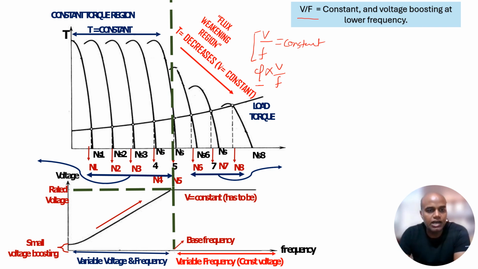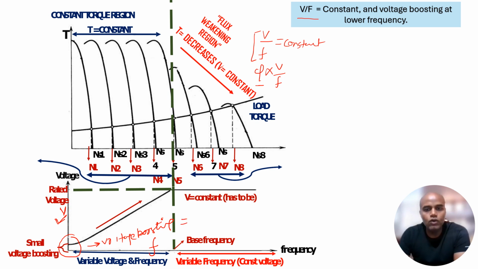So in this graph, which is being shown over here, let's say this is my voltage axis and this is my frequency axis. So I have to increase the V by F in a linear fashion, so that the V by F remains constant. However, we can see that there is some kind of voltage boosting over here. So this is known as the voltage boosting. Why is it required?